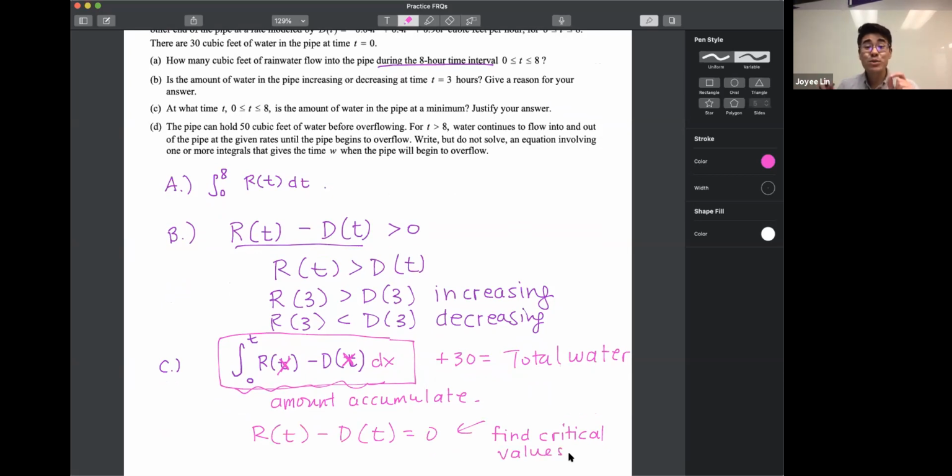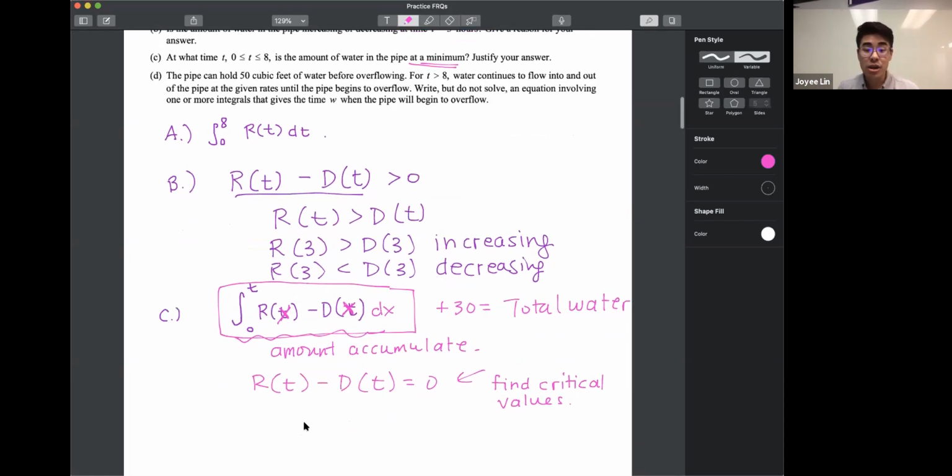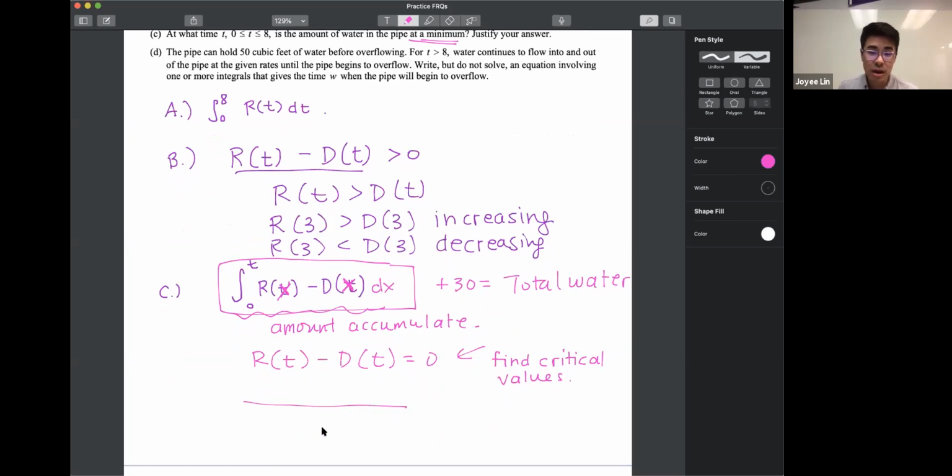And then from there, since we're trying to find an absolute minimum, right? Notice the wording here is implying absolute minimum. Then we want to do a t-chart, right? So we're going to test our bounds. Our bounds were 0 and 8, right? And then we have our critical values in here. And then are we going to plug it into our derivative? Or are we going to plug it into our integral? We actually need to plug it into our total water function. So plug in to the total water function.